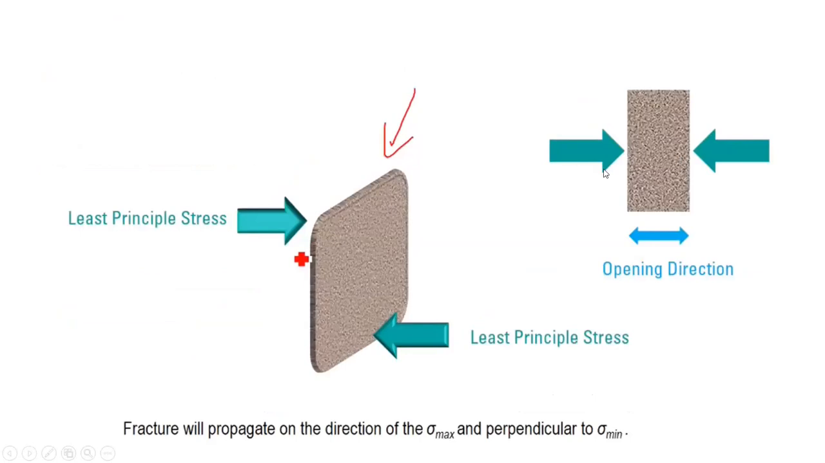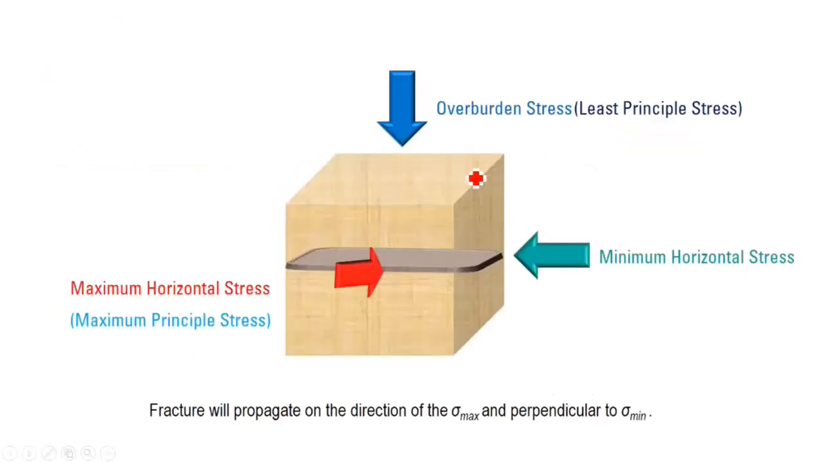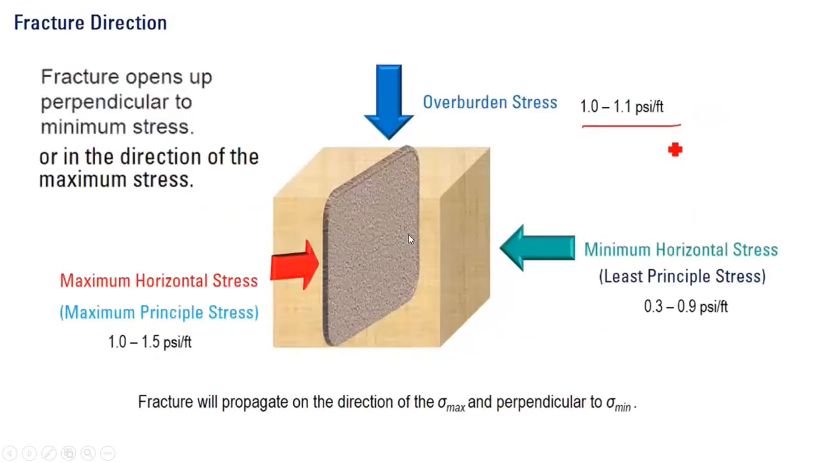It propagates in that direction and then it opens up in the x direction. As it is moving in this direction, it is gradually opening up in the minimum direction, because in that direction we have very little force acting, so it can easily open up itself. Now, look at what we have here, the overburden stress. What is it saying? The overburden stress is the least principal stress, right? So it means that the maximum horizontal stress is greater than the overburden stress.